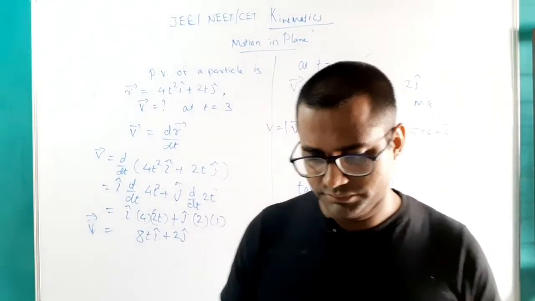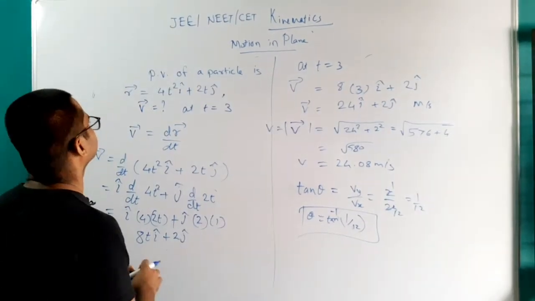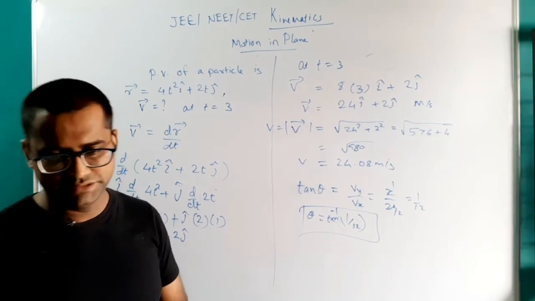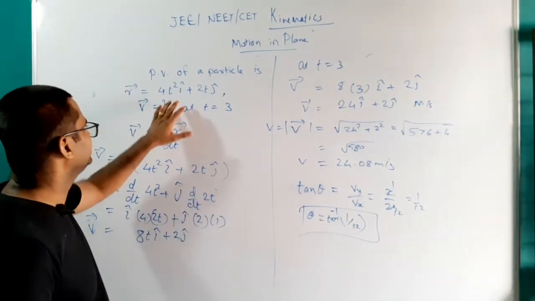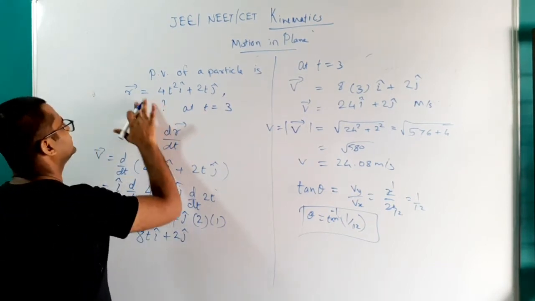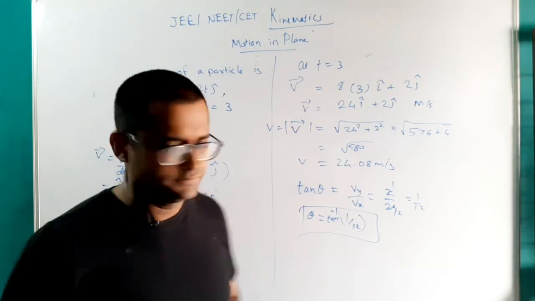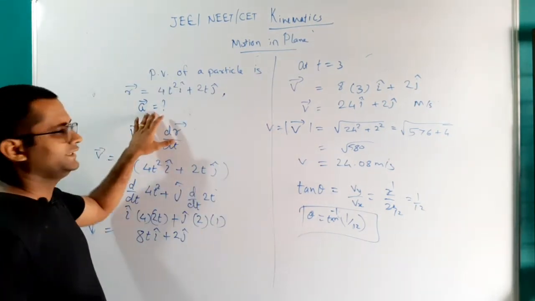Let us solve one more problem. The position of a particle is expressed as 4t square i cap plus 2t j cap, same equation. Find the acceleration of the particle. From the same equation, let us find the acceleration a. At what time? There is no time given, so let us remove this part. So we have to find acceleration.